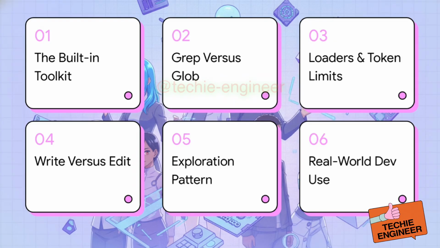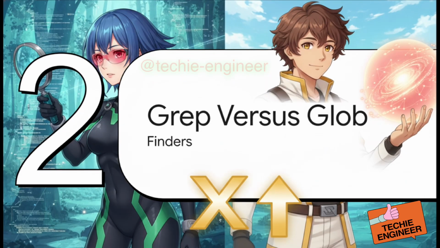Here's a quick look at our roadmap. 1. The built-in Claude toolkit. 2. Finders, Grep versus Glob. 3. Loaders and token limits. 4. Modifiers, write versus edit. 5. Incremental exploration pattern. And finally, 6. Real-world developer productivity. Moving into Section 2, Finders, Grep versus Glob.